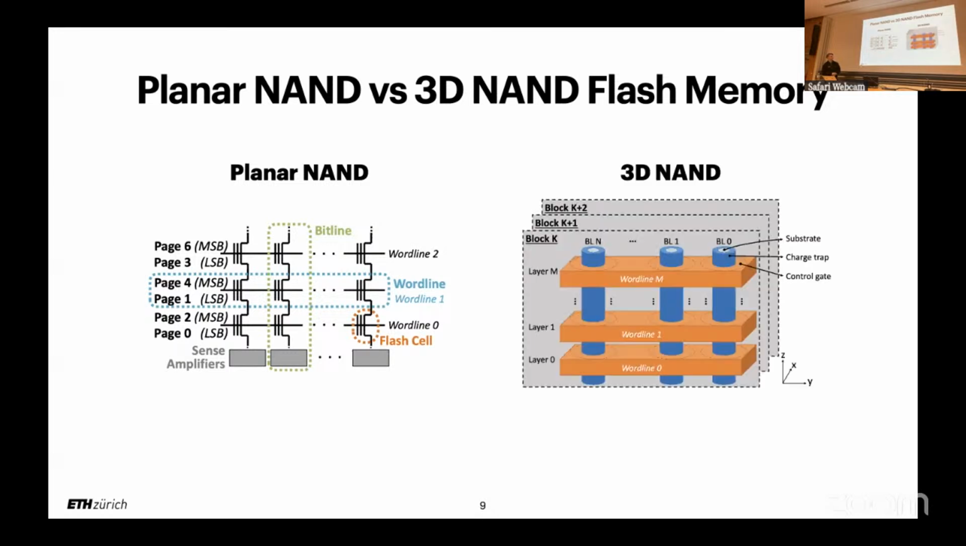Now, the 3D design, you can basically see it's stacked on top of each other, where in orange are the word lines and blue are the bit lines. The bit lines also connect different blocks here, which are displayed in gray.